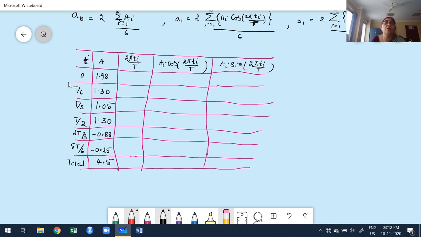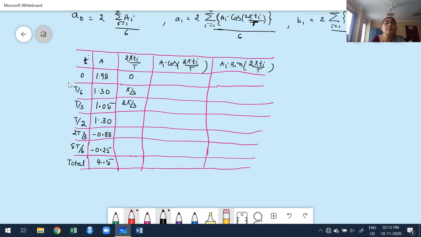Put t is 0. What is t? T is small t value. T is 0. What we get? This is 0. Put small t is equal to T by 6. T cancelled. 2 pi by 6. What we get? Pi by 3. Okay. Next. Put small t is T by 3. Then we get 2 pi by 3.